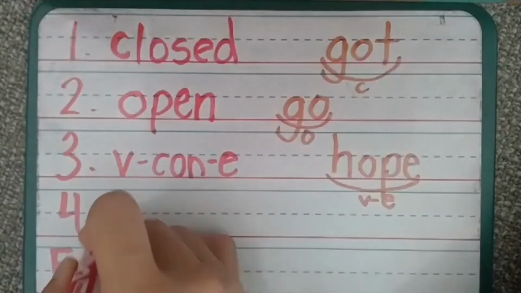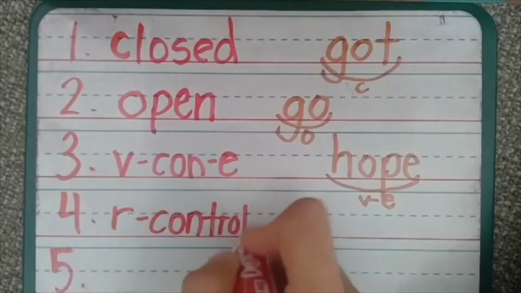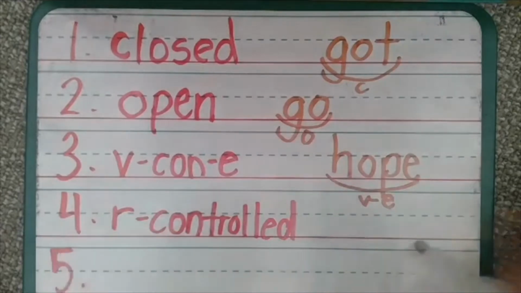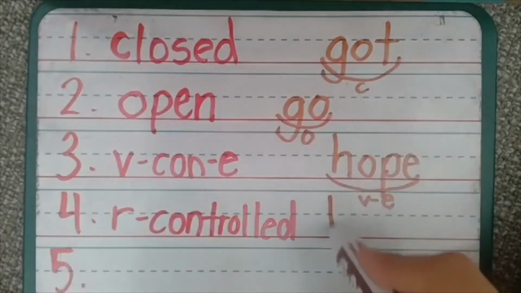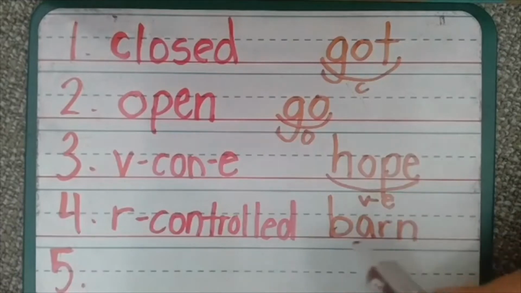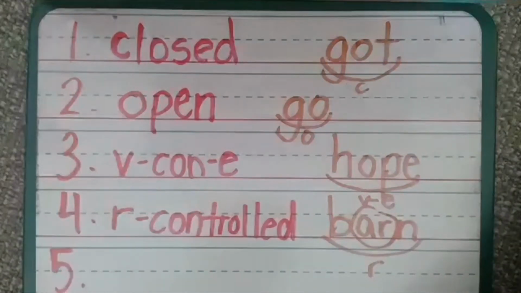Yeah, we have an R controlled vowel syllable. So we have ER, IR, UR, OR, and AR. Like the word barn. You really hear that R sound, you mark it like that, and usually we circle it as well.